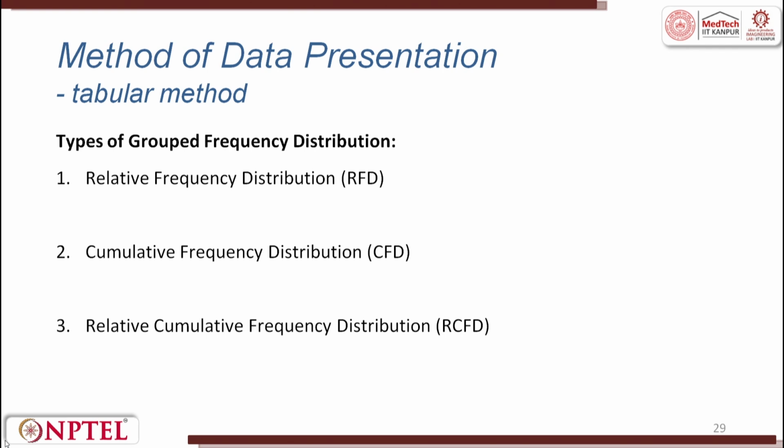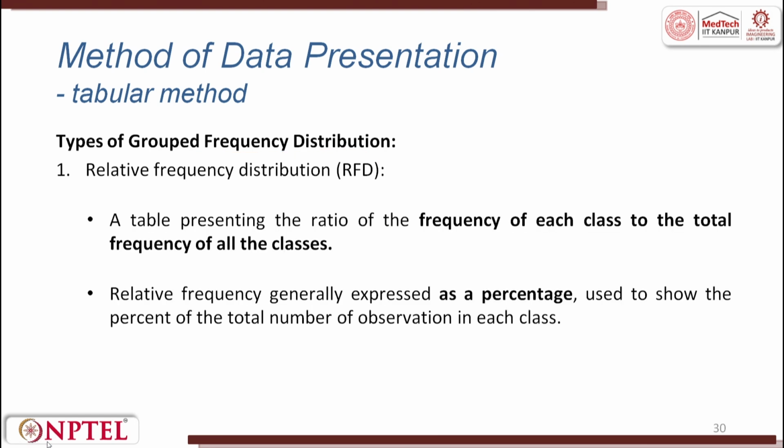It is important to understand the types of grouped frequency distribution: relative frequency distribution, cumulative frequency distribution, and relative cumulative frequency distribution. A relative frequency distribution is a table representing the frequency of each class relative to the total frequency of all classes. It could be presented as a percentage.